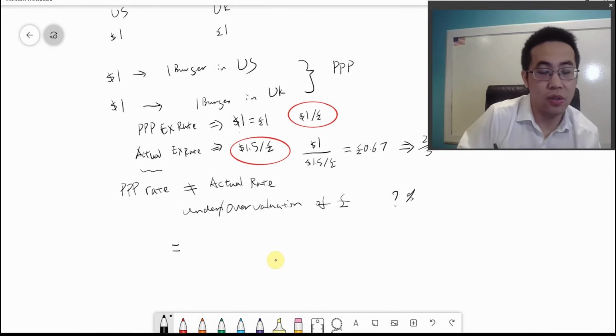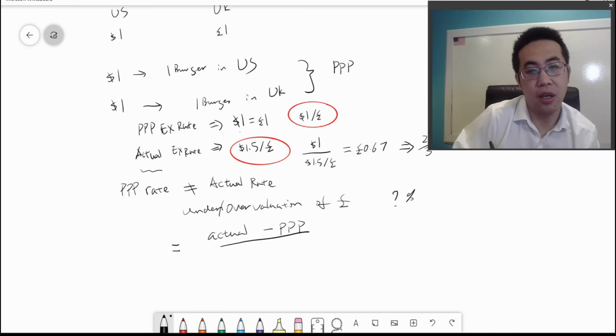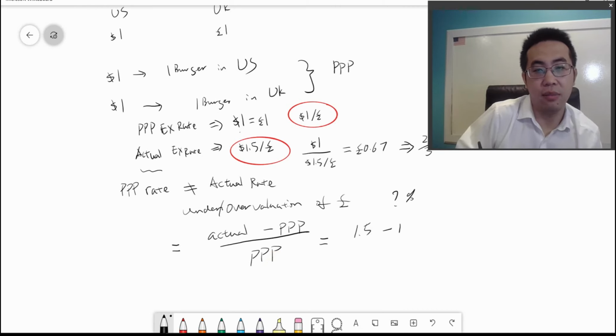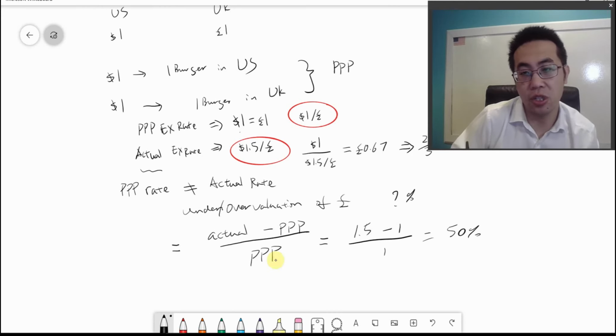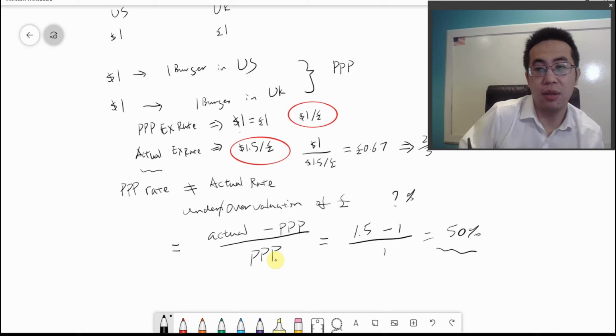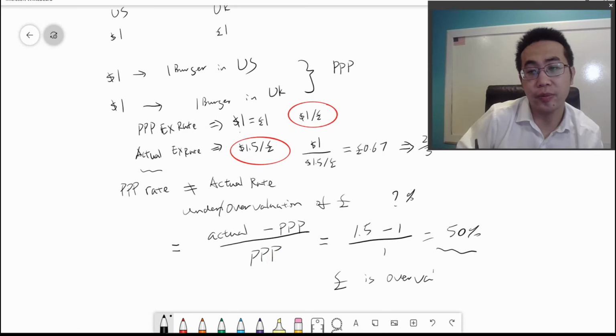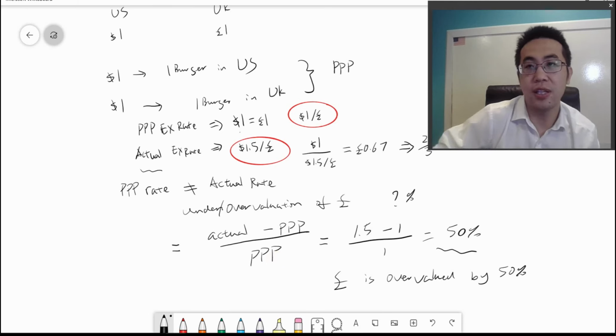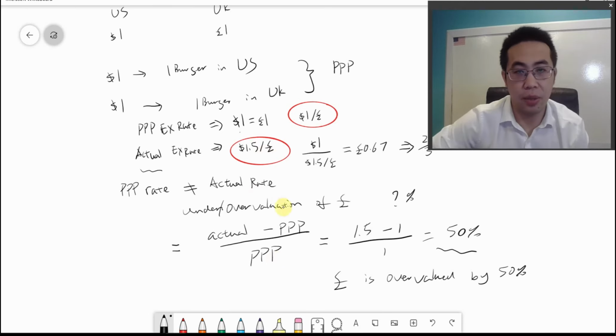So we are going to use the actual rate minus the PPP rate, which is a benchmark, divided by the PPP rate. The actual rate is 1.5, the PPP rate is 1, so this would give us 50%. This basically means the British pound is overvalued by 50%. So that's a violation of purchasing power parity.